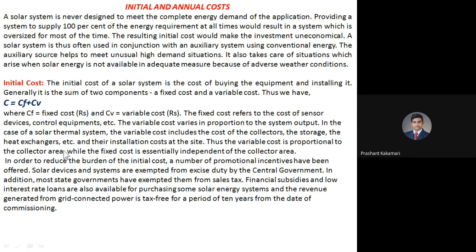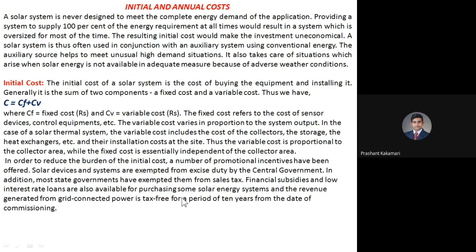Then the heat exchangers. These are the variable costs where, depending on the requirements or outputs, we need to decide which type of collector is required, which type of fluid has to flow inside, and what type of storage and heat exchanger system is required. These are a few examples of thermal systems with variable cost. The installation cost is also different, depending on the expertise of the people. The variable cost is proportional to the collector area, and the fixed cost is also essentially dependent on the collector area.